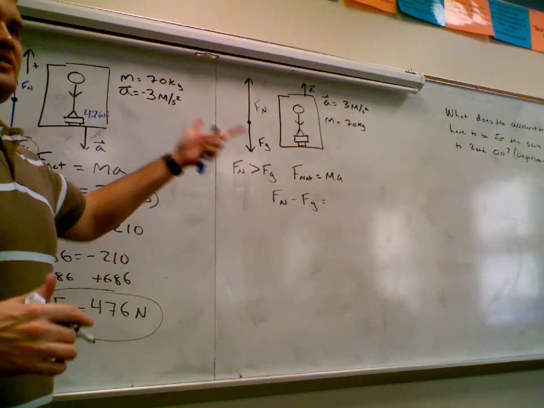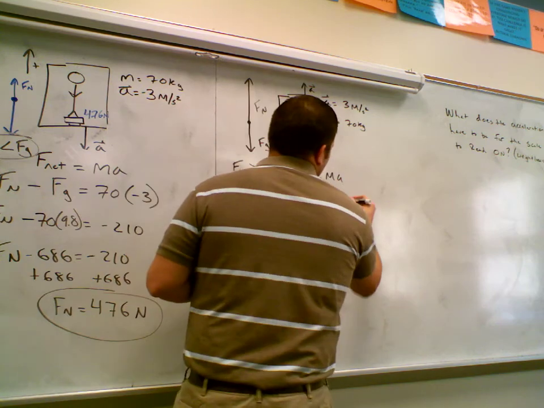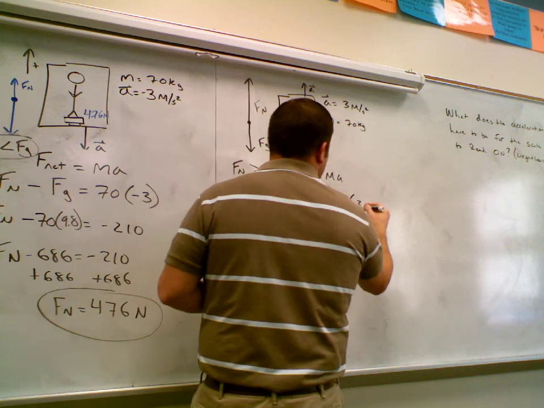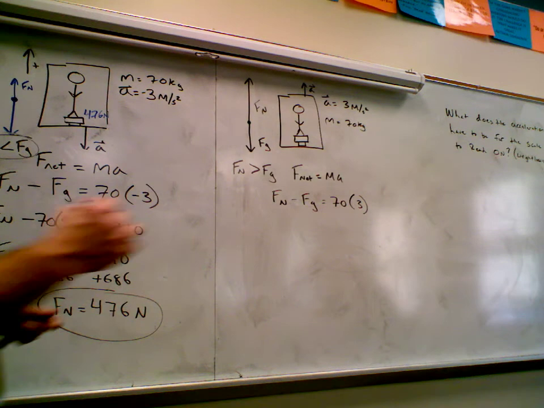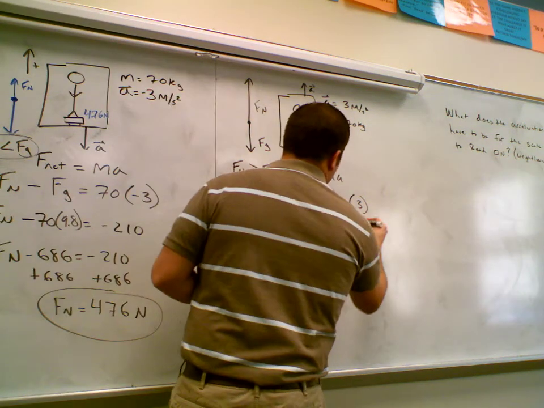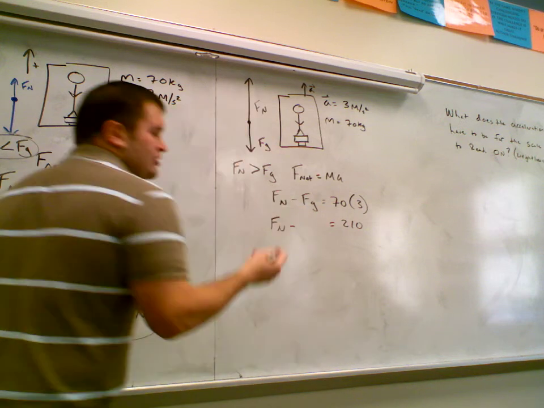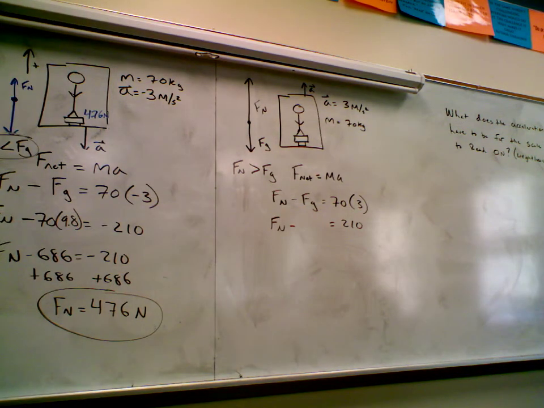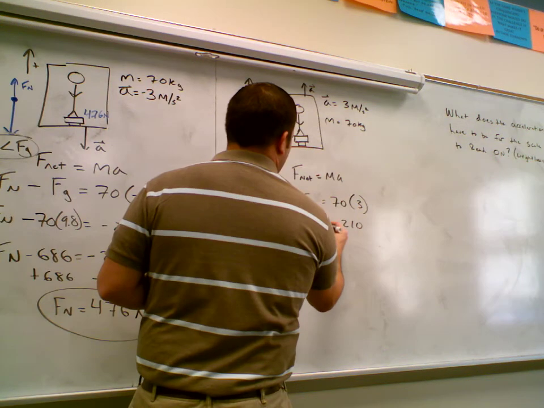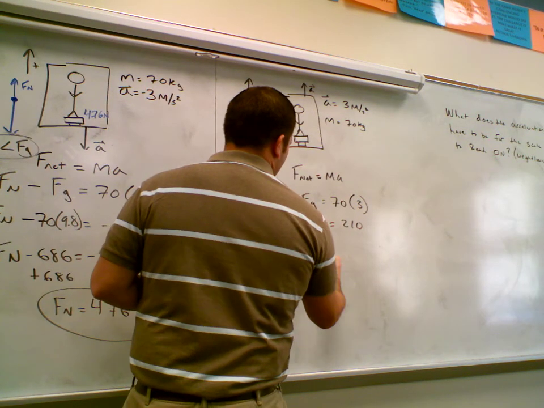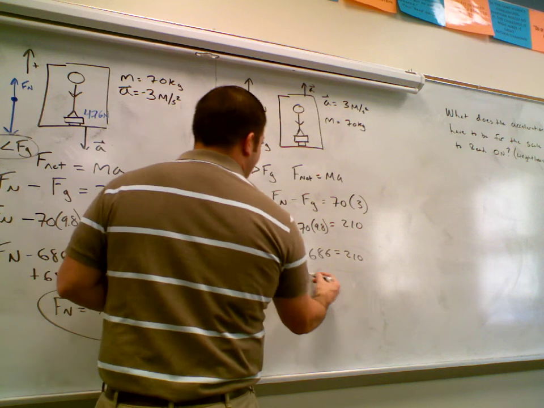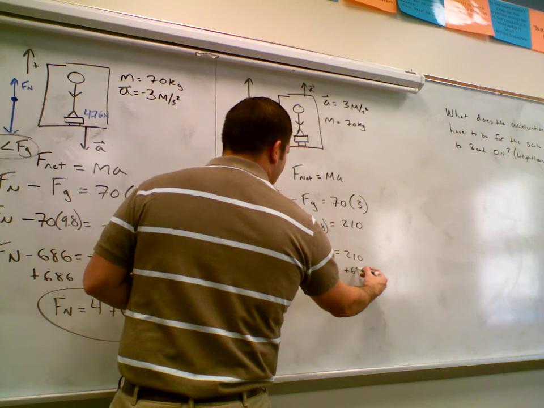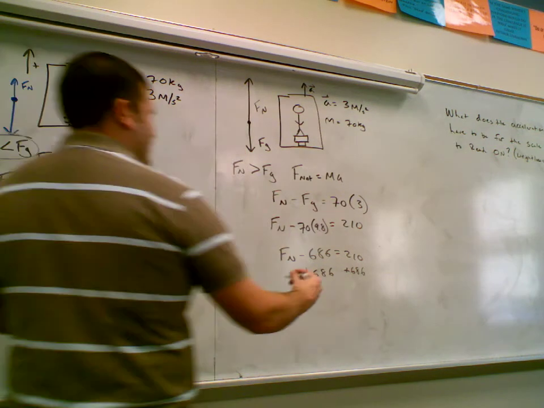Okay. Mass is still 70, right? Yeah. 70 times positive 3, because our acceleration is up, and we call it positive up. Okay. So, Fn minus Fg equals 70 times 3. 70 times 3 is 210. Now, Fn minus Fg, Fg is mass times gravity, right? 70 times 9.8. So, Fn minus 686 equals 210. What do I do now? Add 686. You get 896. 896.